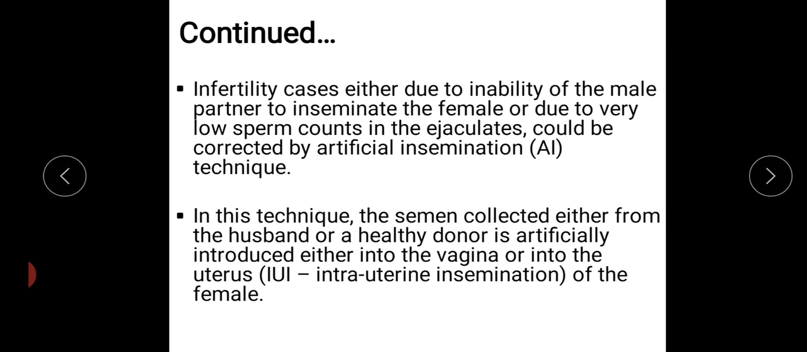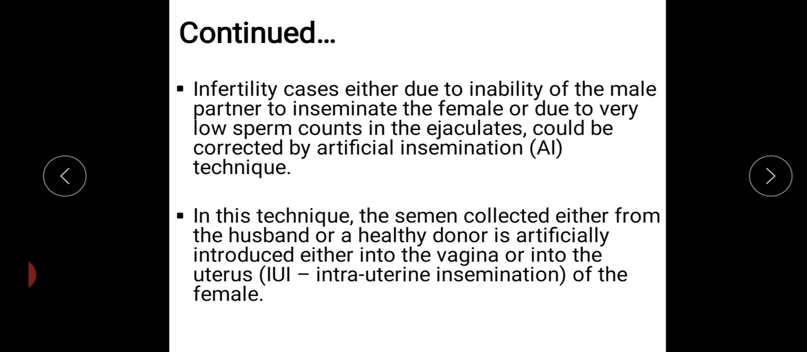So infertility cases, either due to inability of the male partner to inseminate the female or due to very low sperm counts in the ejaculates, could be corrected by artificial insemination technique. That means there is an infertility, not exactly in the female, but the problem lies where? In the male partner.